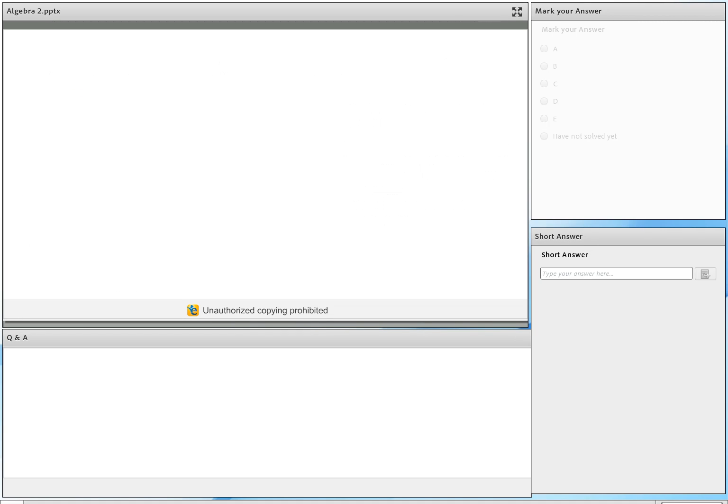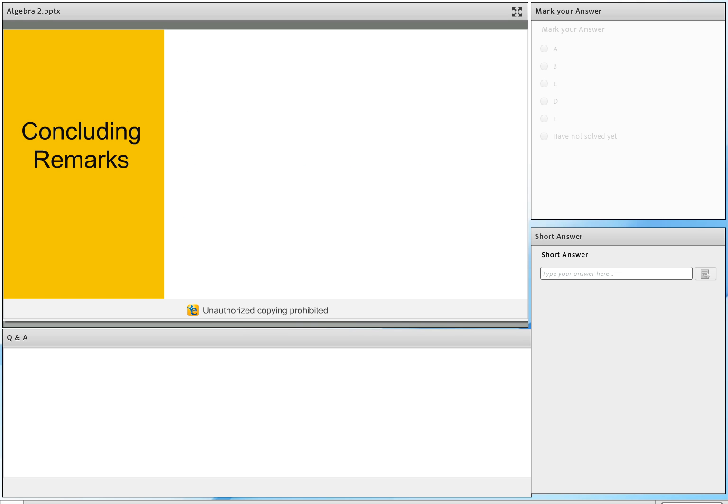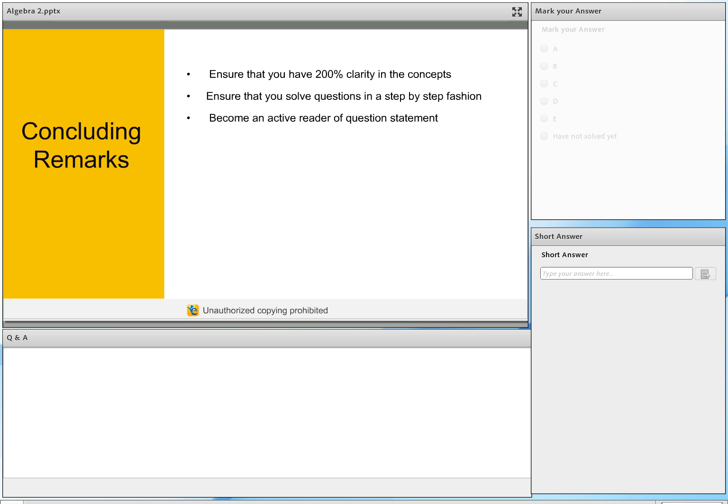So frankly, to ace GMAT Quant, you need to focus on learning the concepts and getting those concepts to that 200% clarity level, and then applying those concepts in the right manner. So again, make sure that you have that 200% clarity. Solve questions in a step-by-step manner. Don't rely on tricks because tricks don't work. Till the time you don't have that solid "this is what I'm going to do in step 1, this is what I'm going to do in step 2," you will not be able to ace GMAT Quant.